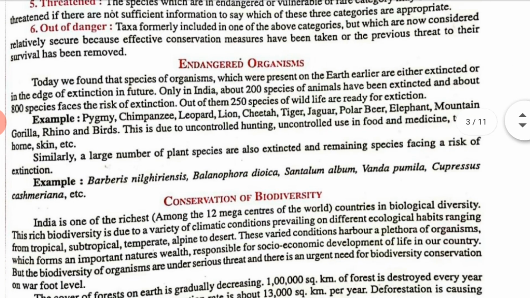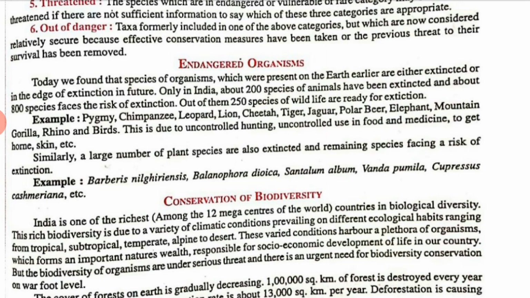Now in the same way we have endangered organisms also. So let us know about the endangered organisms. Today we find that species of organisms which were present on the earth earlier have either become extinct or are on the edge of extinction in the future. Only in India about 200 species of animals have become extinct and about 800 species face the risk of extinction. Out of them 250 species of wildlife are ready for extinction.